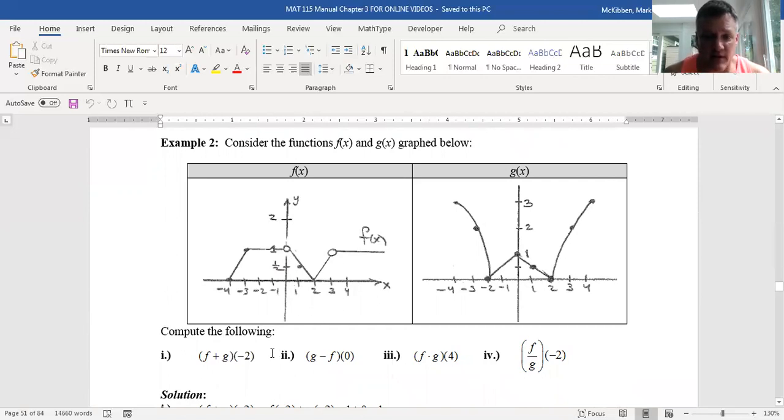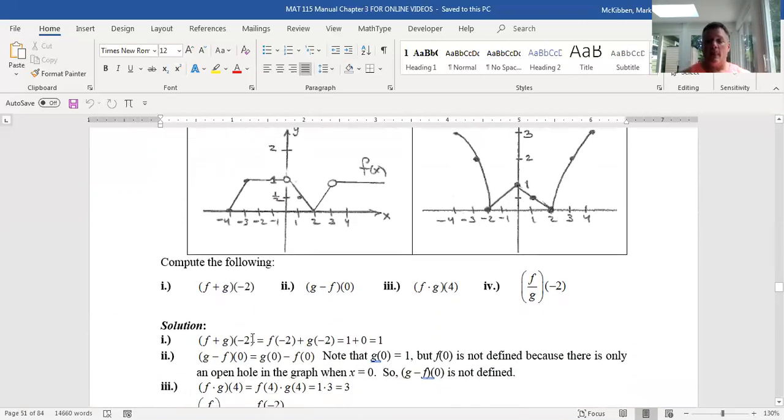So for instance, let's look at this. f plus g of minus 2, by definition, that's f of minus 2 plus g of minus 2. That's just how it's defined. But f of minus 2 is the y value at minus 2. Well, that y value is 1, so that's equal to 1. And g of minus 2 is the y value on the graph at minus 2. That's 0. And so I'm plugging in a 0 there. 1 plus 0 is 1. And so f plus g at minus 2 is equal to 1.